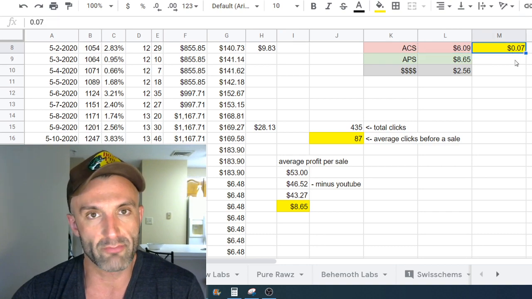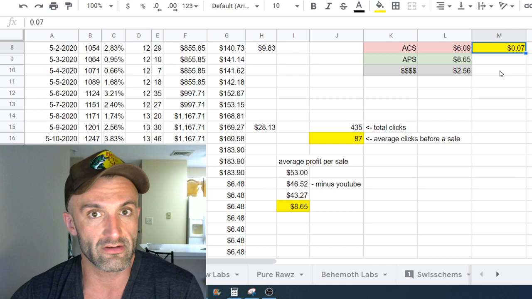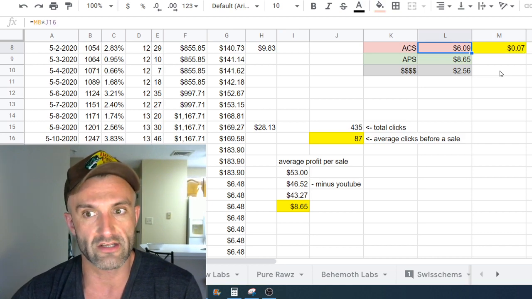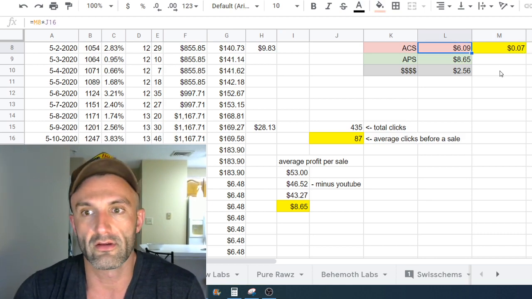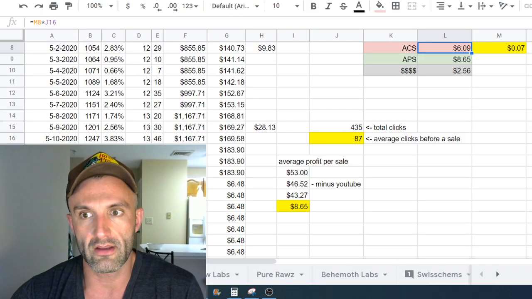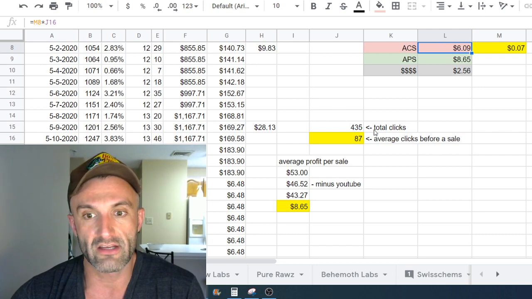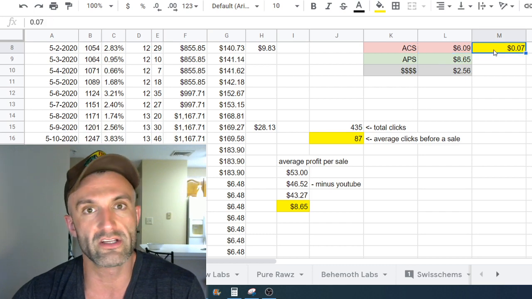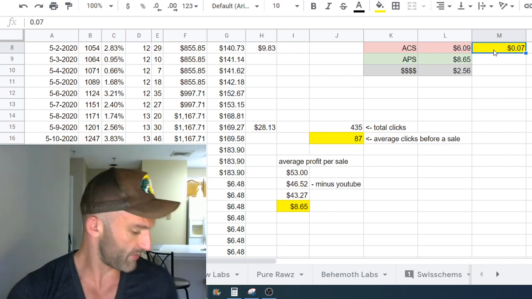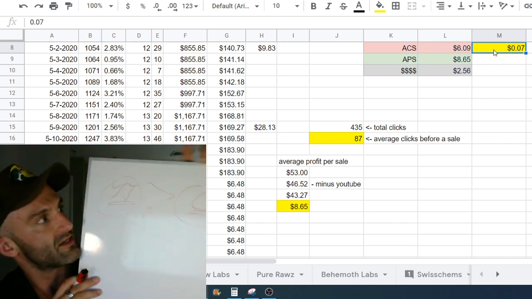Well, at 7 cents per click, we need 87 clicks on average before we get a sale. So 7 times 87 equals $6.09. So for this ad right here, for every 87 clicks on average, we are making $2.56. So it makes sense to increase my budget on that ad because it's profitable. If we pull up that equation again, this holds true.